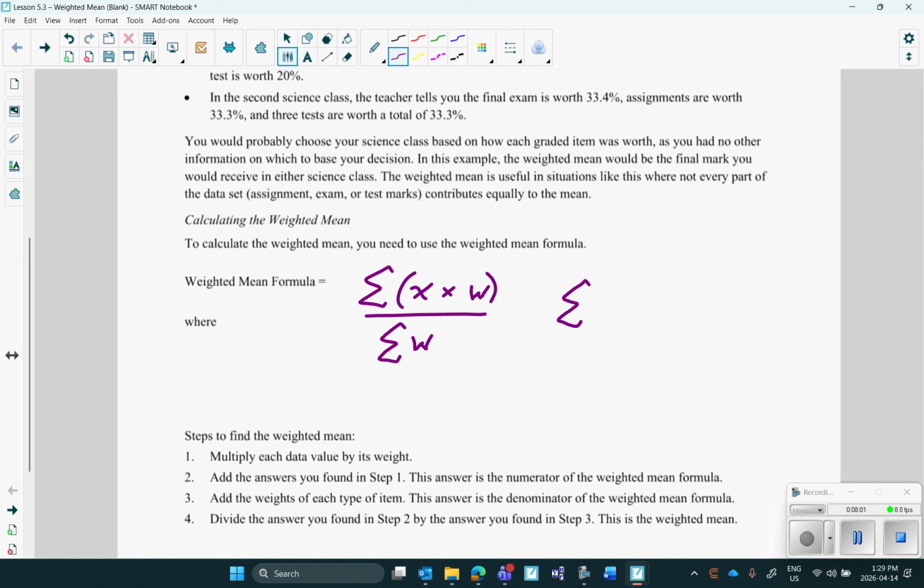No, this is something you want to write on your reference sheet. Definitely. This symbol means you add up numbers. So you may have to do a few of these, X times W's, because there may be more than one. Once you do them all, add them all up. So this means find the sum.